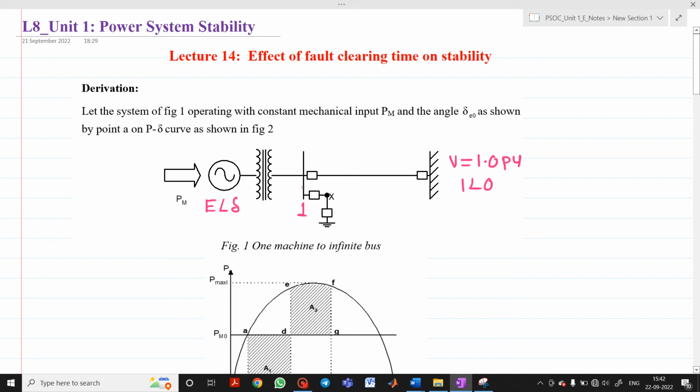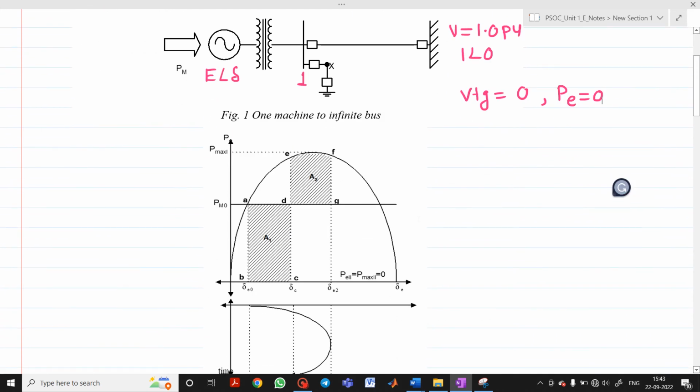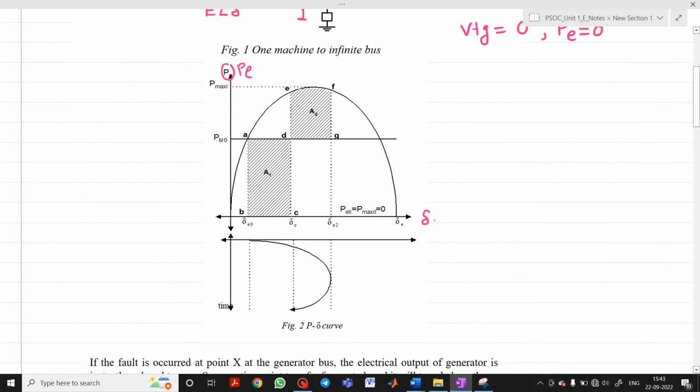So if the fault is on the bus, then the voltage associated with that bus will be equal to 0. And if the voltage of bus bar 1 is equal to 0, then obviously PE, the electrical power, will be equal to 0. As we have, this is the P-delta curve we have drawn here, with P, or PE, on the y axis and delta on the x axis. So this is the power angle curve.